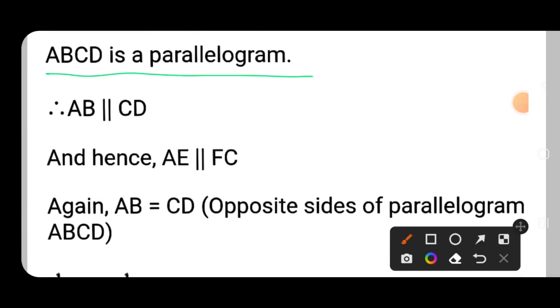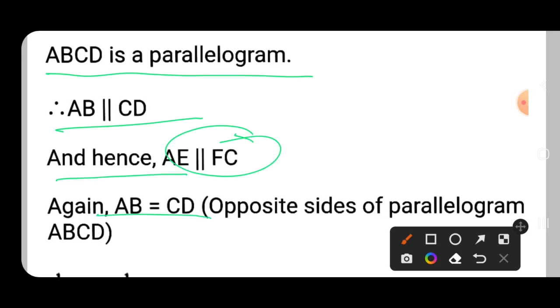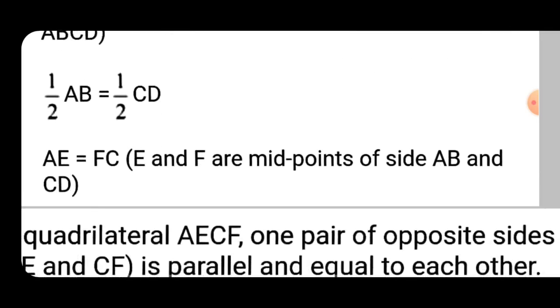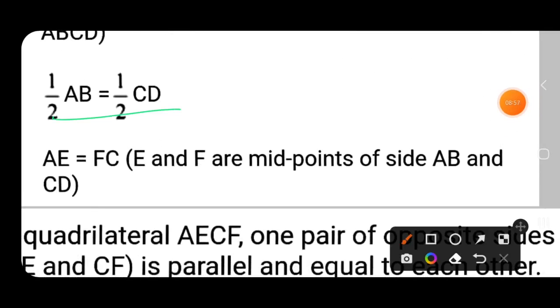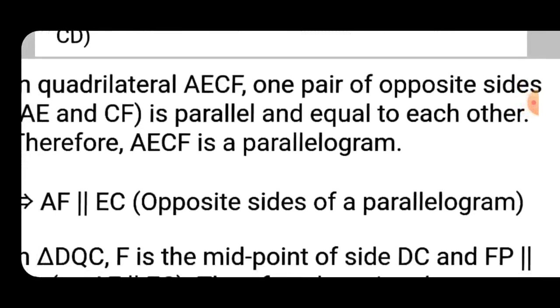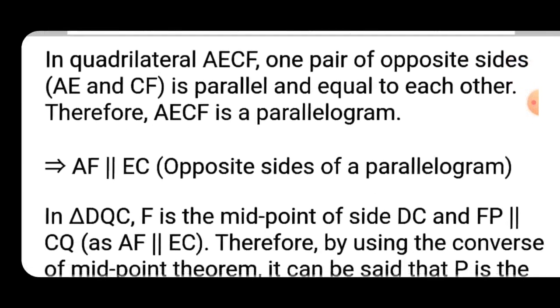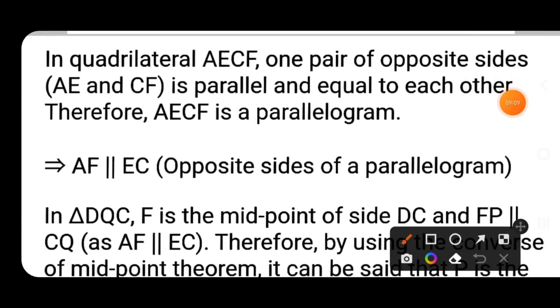ABCD is a parallelogram. It is given AB is parallel to CD and hence AE is parallel to FC. Again AB is equal to CD, as opposite sides of a parallelogram ABCD are equal. Then half of AB is equal to half of CD. So AE is equal to FC because E and F are the midpoints of the sides AB and CD. In quadrilateral AECF, one pair of opposite sides AE and CF is parallel and equal to each other. Therefore AECF is a parallelogram.